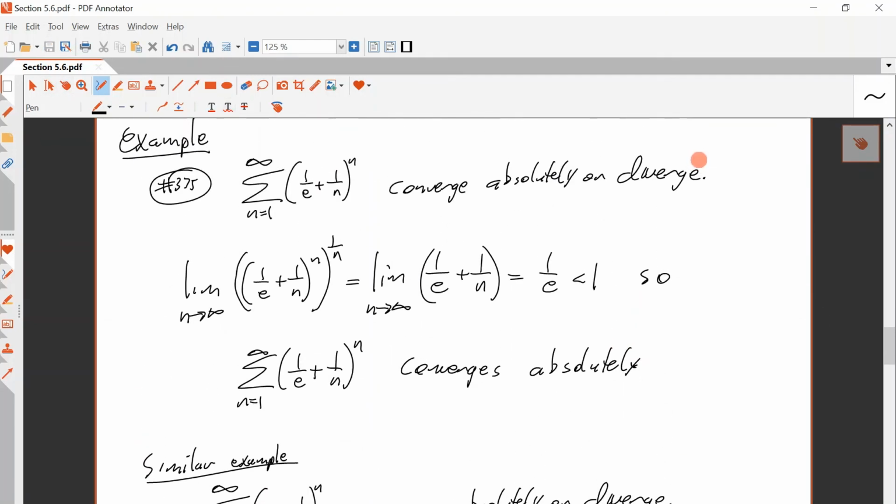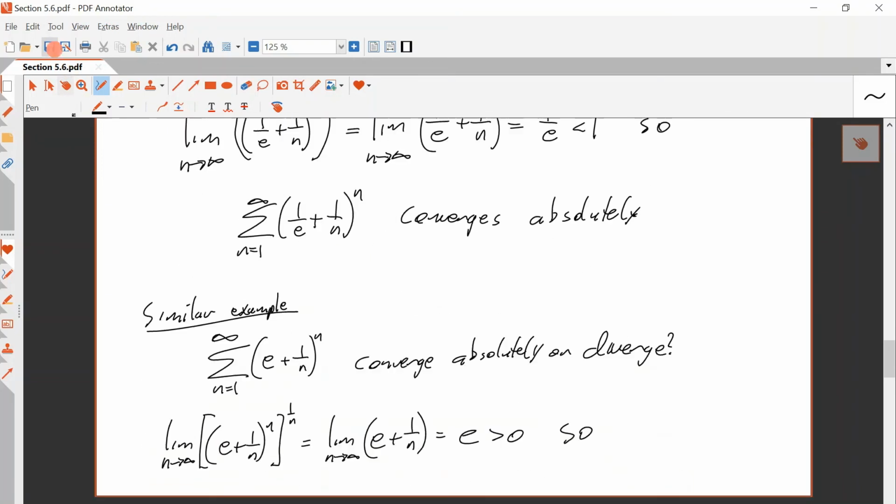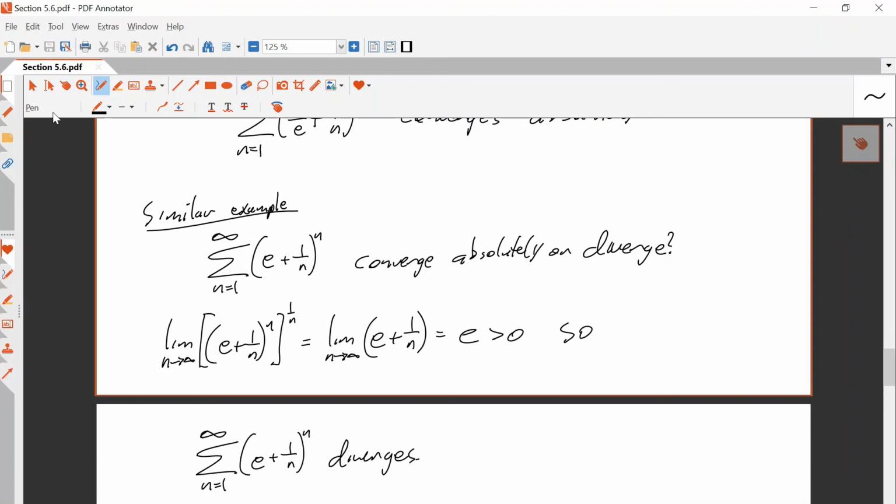Let's put a question mark there. All right, so a couple of simple examples using the root test, and we'll go over more of those in class, and that is the lecture for this section.